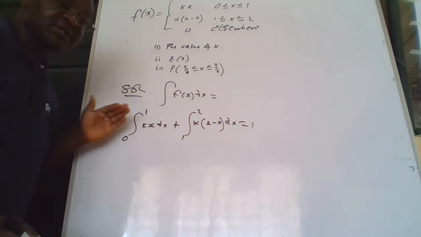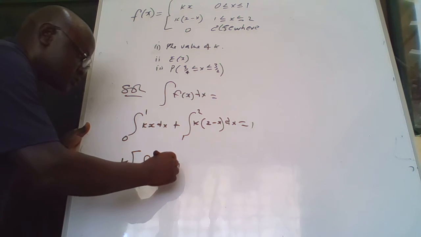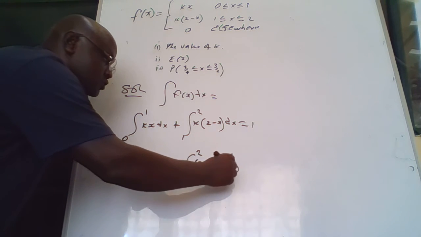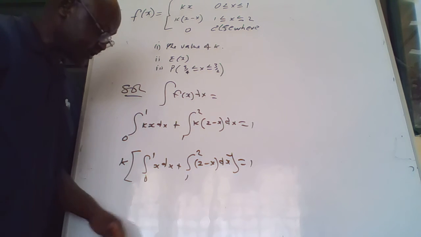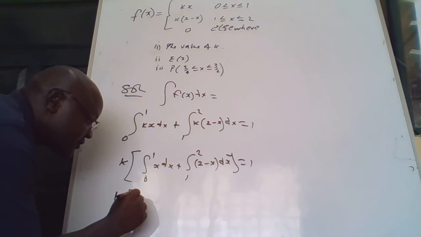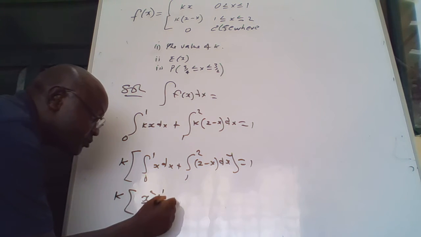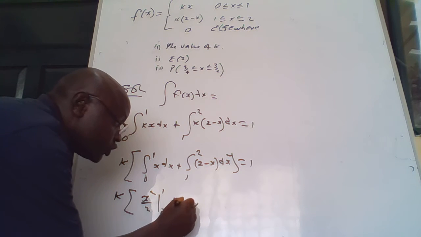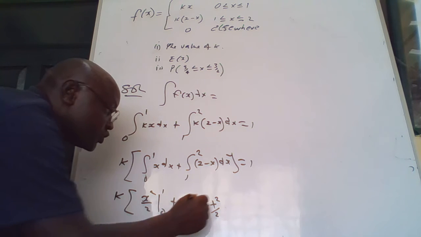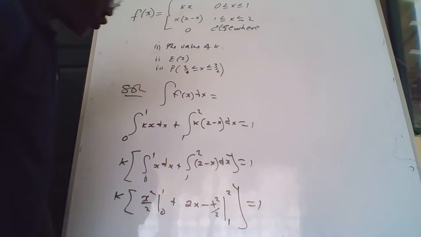Now because k is common, we can take it out. Equals 1. We have factorized out k. Now, when you integrate x, you get x squared over 2, with limits from 0 to 1, plus, when you integrate 2, you get 2x, minus, when you integrate x, you get x squared all over 2, integrating from 1 to 2, equals 1.